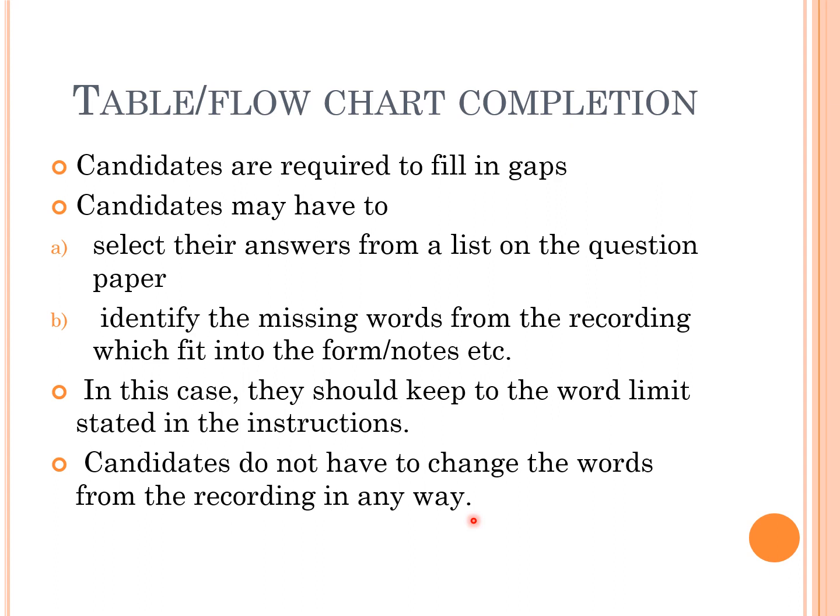So in these type of questions, a table is usually used to summarize the information which relates to clear categories such as place, time, or price. And a flowchart is used to summarize a process which has clear stages. So usually there are directions with arrows that are provided in a flowchart. So this is all about the table and flowchart completion.